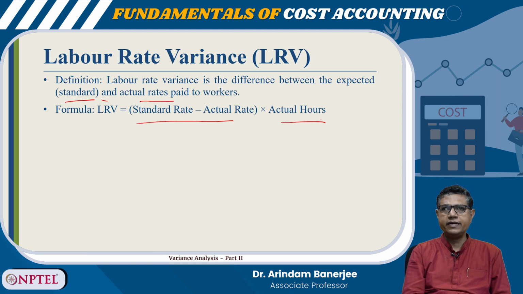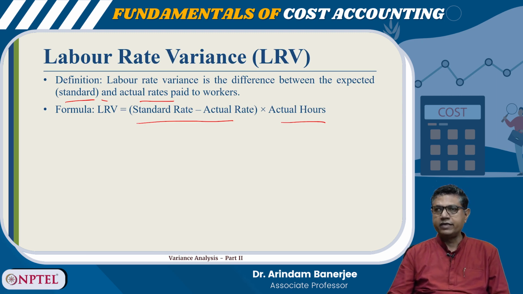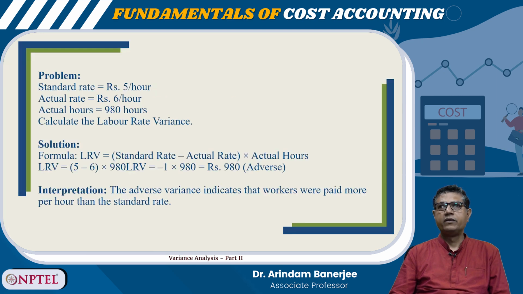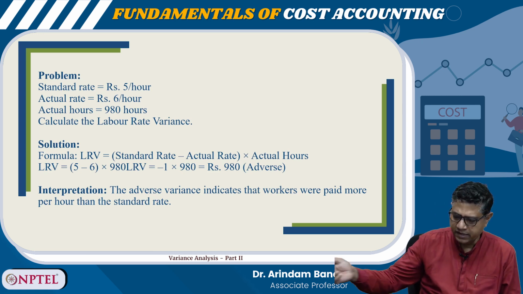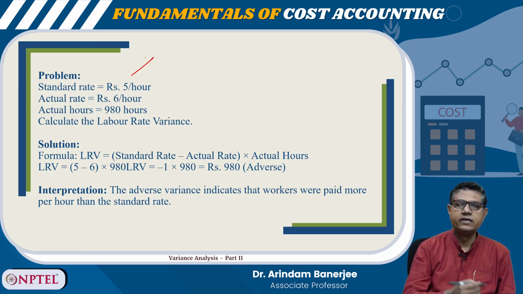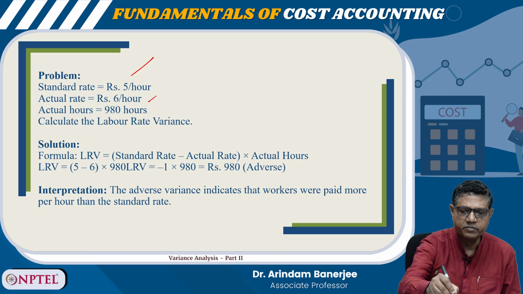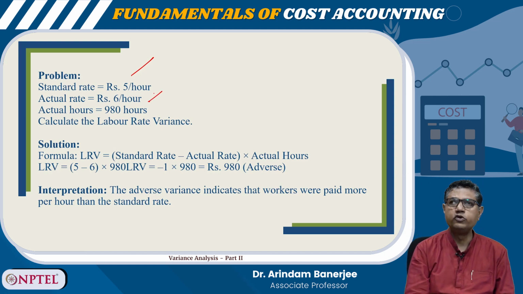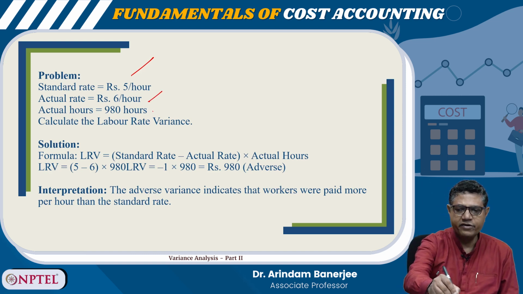So standard rate minus actual rate into actual hours. Fine. Okay. So the standard rate you see here again, right? The standard rate is given at 5 per hour. This is the standard rate. Actual rate is 6 per hour. Actual hours it is 980.